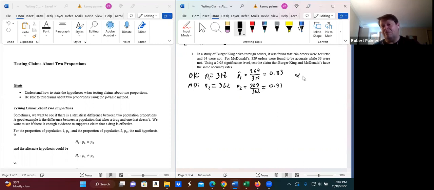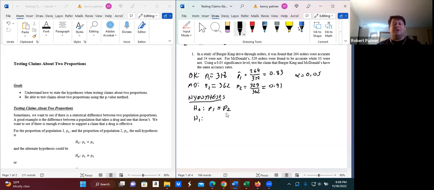Once again, our alpha is 0.05. Now, let's think about our hypotheses. Our H0 is going to be that p1 is equal to p2, that both proportions are the same, that there's no difference between them. Now let's look at our claim: that Burger King and McDonald's have the same accuracy rates. So in this case, our claim is actually the same as our null hypothesis.